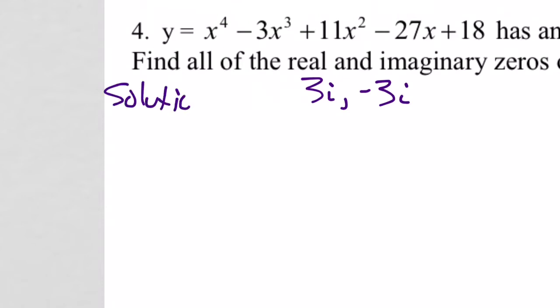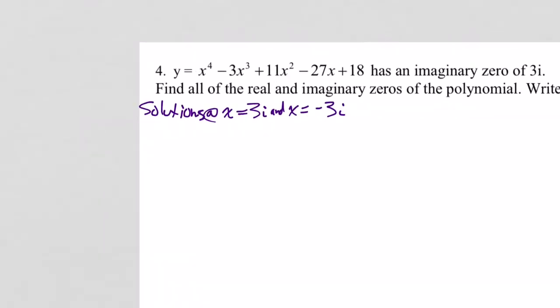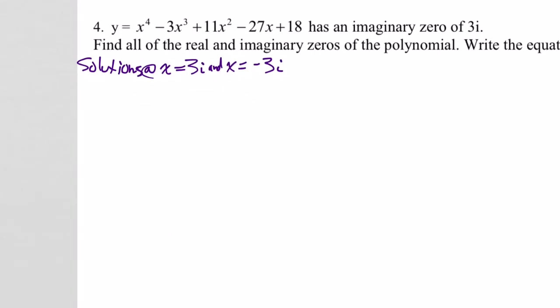Solutions at x equals 3i. And then we're going to have another one at x equals negative 3i. Solutions always occur in conjugate pairs, which means leave the real part as it is and change the sign on the imaginary part. So 3i goes to negative 3i. Well, that's the complex conjugate roots theorem.